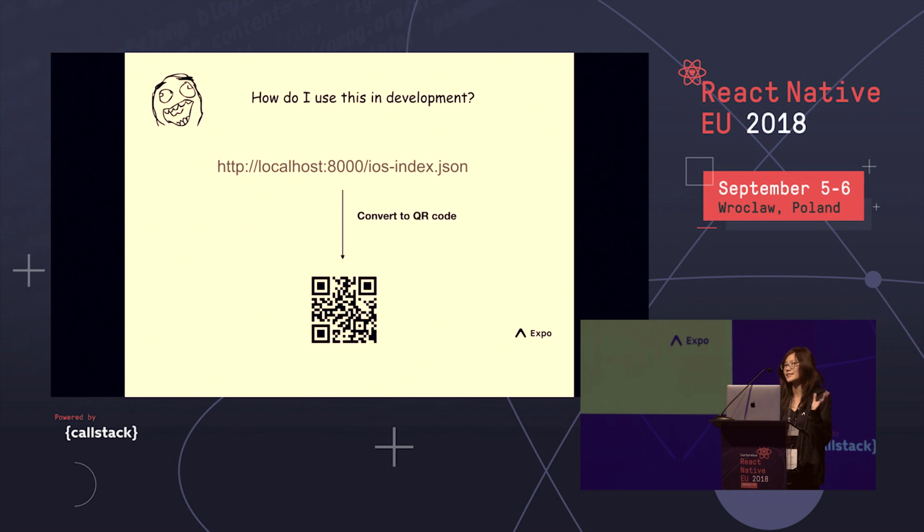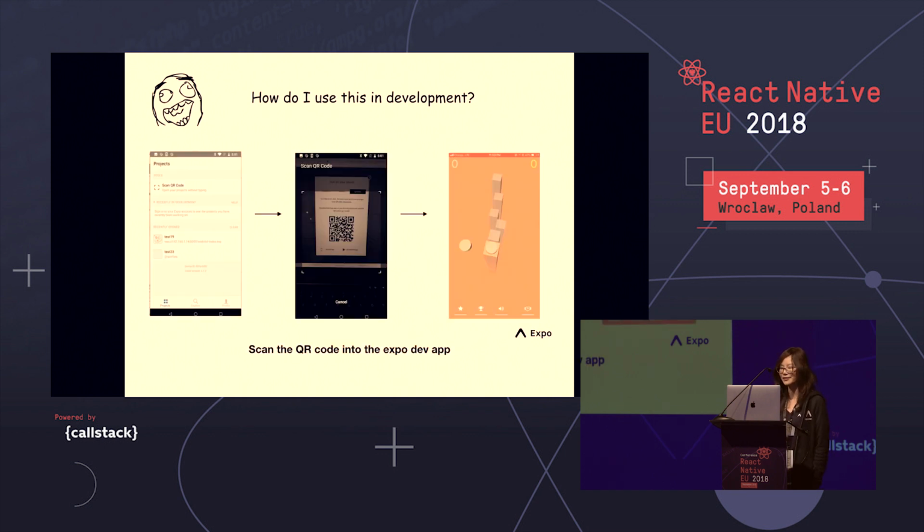Similarly, we can dump all the assets to file, and we can just run a local host over it. Say, for example, I can run localhost at port 8000. I can point to my index.json file, convert it to a QR code, and it works the same way. I can load it into the development app, and same thing.